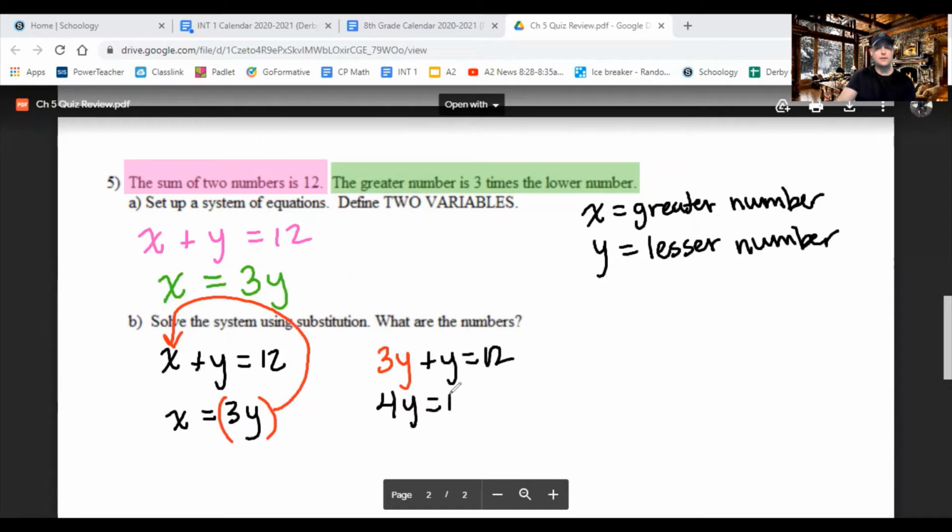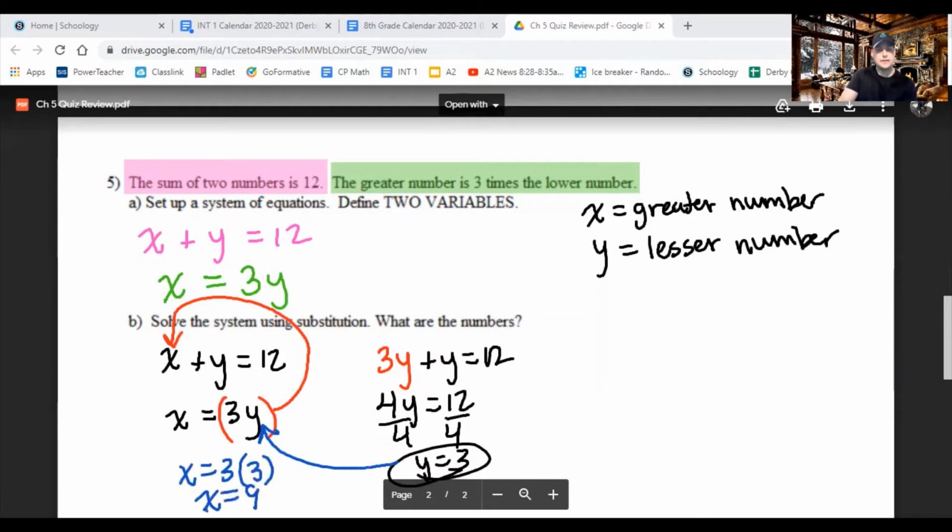That's 4y equals 12, or y equals 3. Okay, so to go get x, we'll take that 3 and put it in place of y right there. So x is 3 times 3, or x is equal to 9. This is a pretty quick solve right here. That's nice. So we believe our solution to be the greater number, 9, and the lesser number, 3.